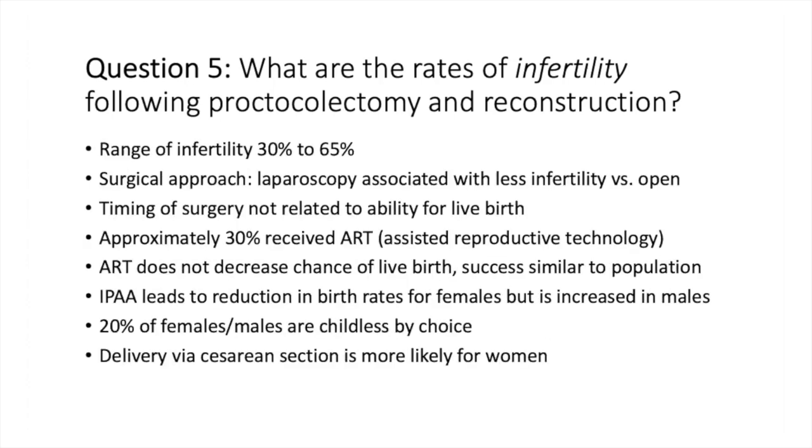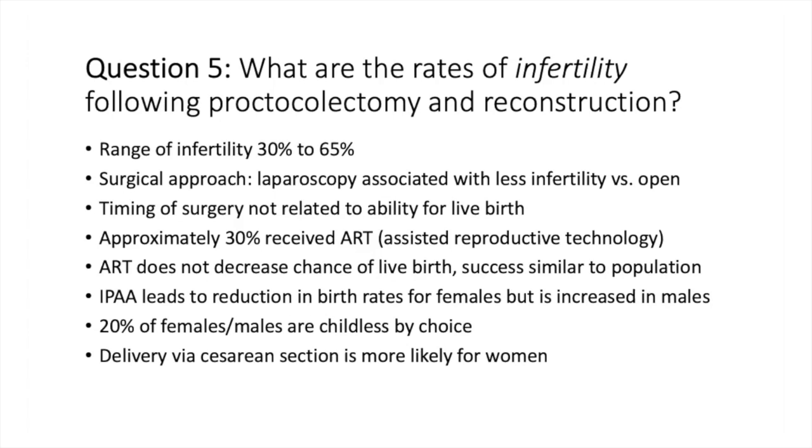Review of the 11 articles demonstrated a range of infertility from 30 to 65%. For surgical approach, laparoscopy was associated with less infertility versus open. Timing of surgery was not related to ability to give a live birth. Approximately 30% of women with ulcerative colitis following surgery utilized assisted reproductive technology.